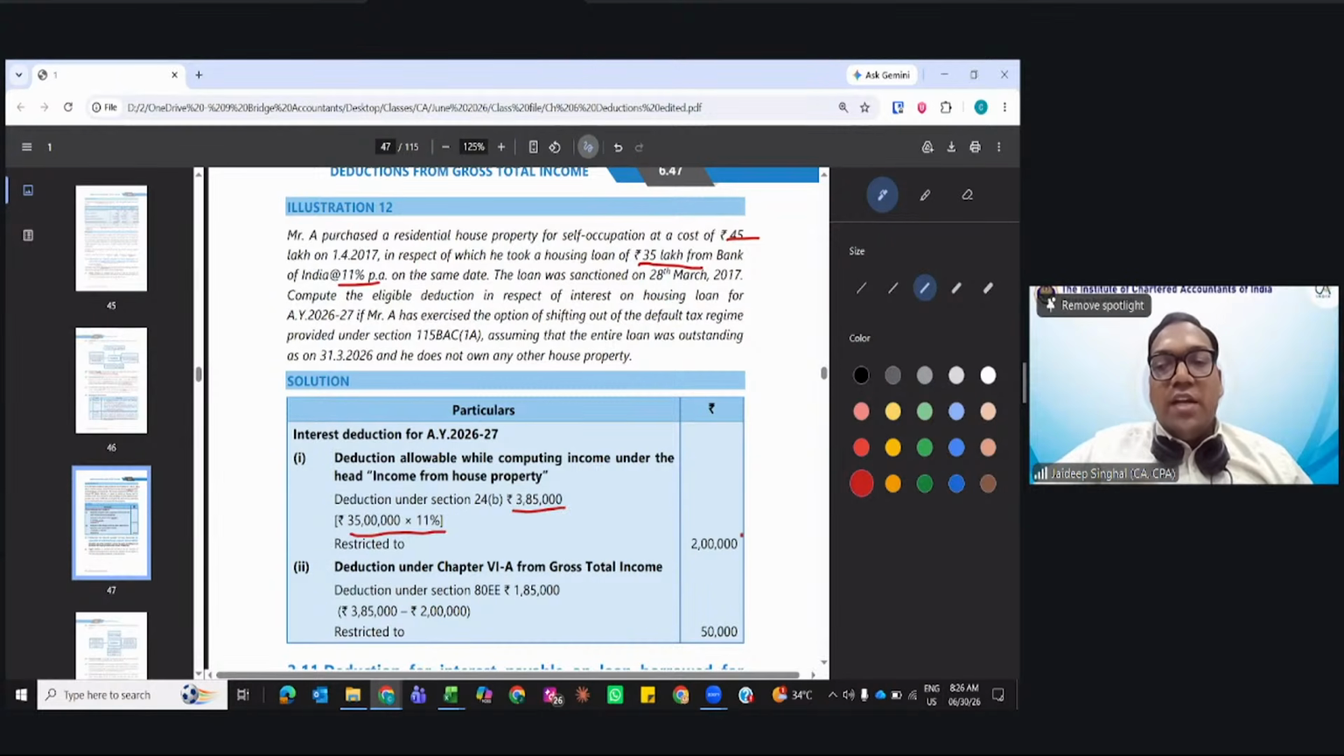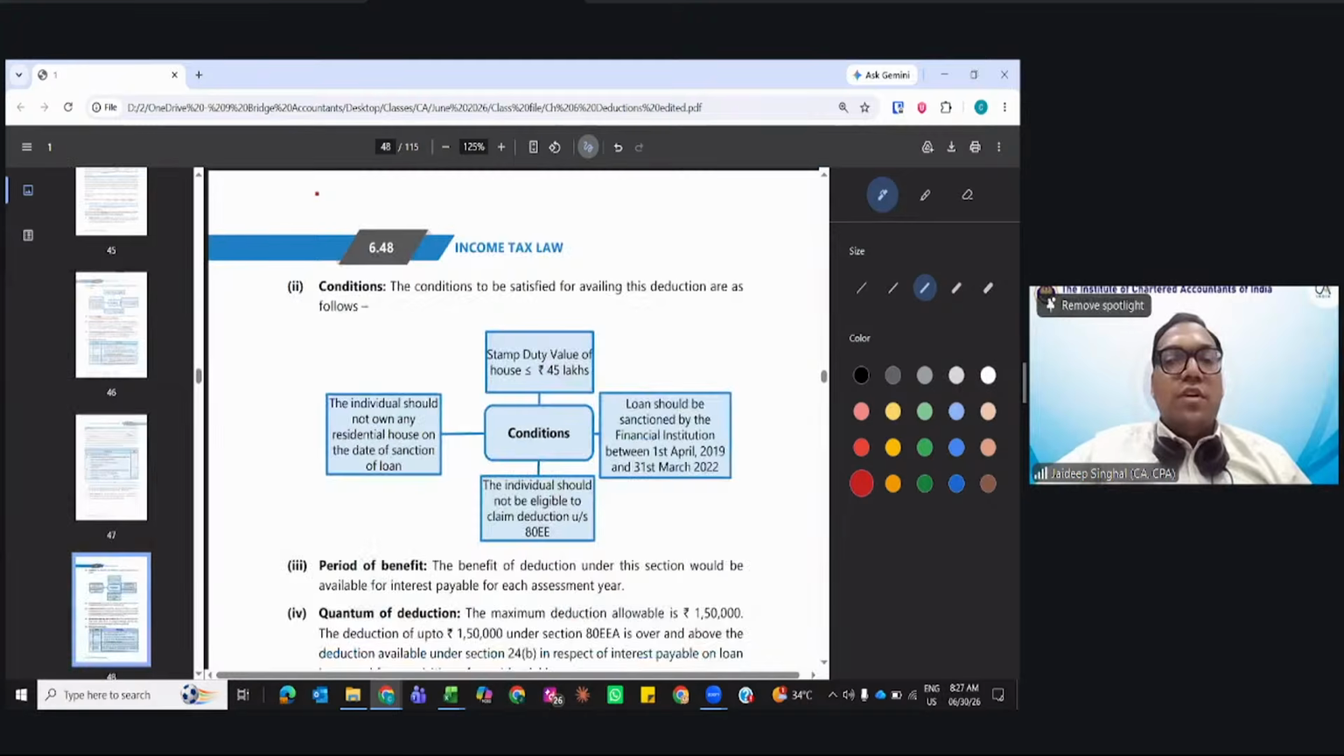Now up to 2 lakh you take under section 24B. Then the balance is 1,85,000. 1,85,000 or 50K, whichever is lower, it comes to 50K. That is the deduction under section 80EE. Clear? Fairly simple example. No need to do it in detail.